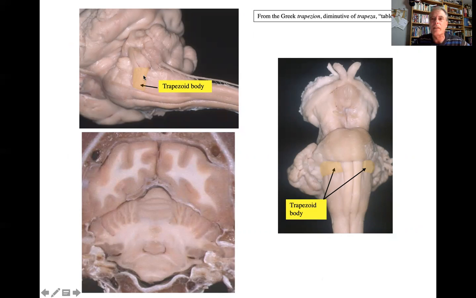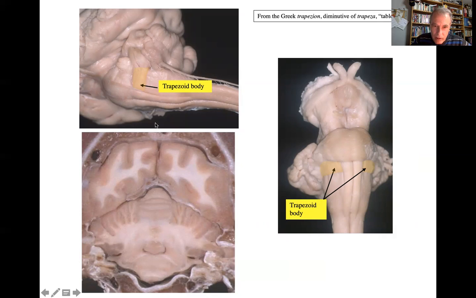That means like a trapeza, from the Greek, a table. It is this portion here that is ventrally covered by the part of the pyramids. Remember that the pyramids are formed by the corticospinal fibers, right here.